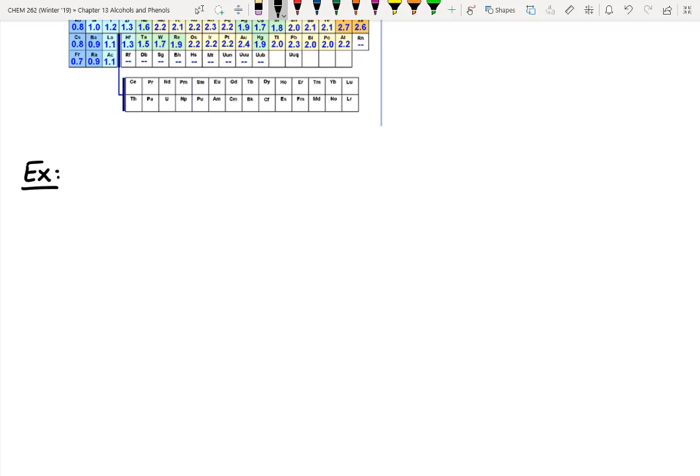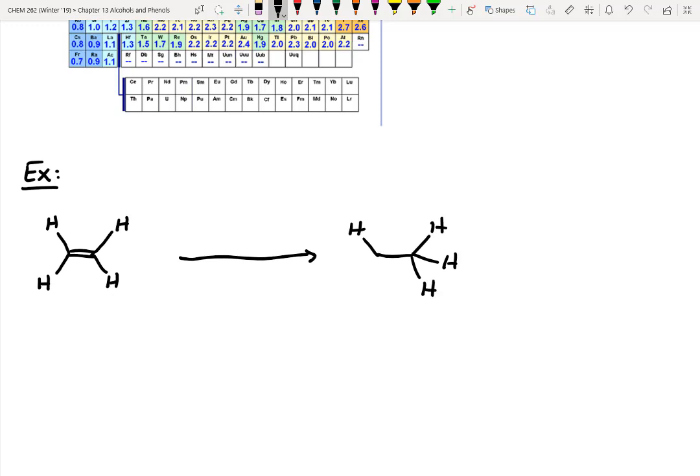All right, in this first one, we're going to take ethylene, the simplest of all alkenes, and we're going to convert it to ethane. What reagent do I need? H2? Is that it? Yeah, it's some sort of metal catalyst.